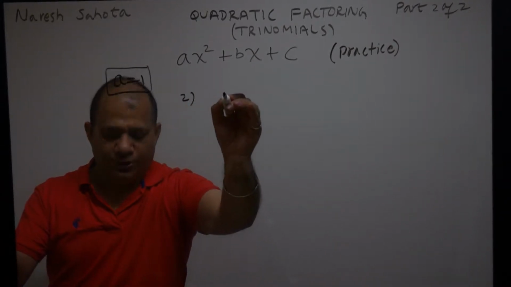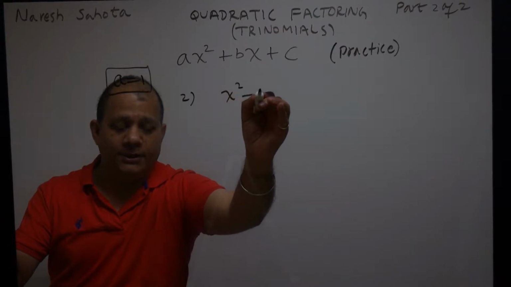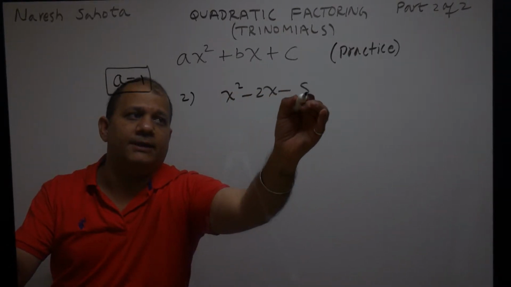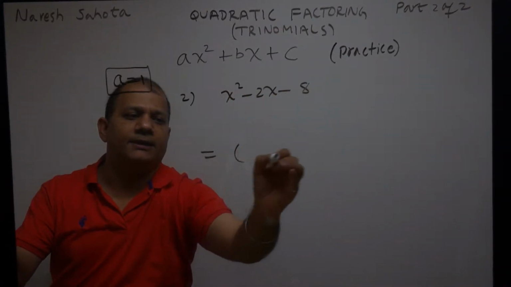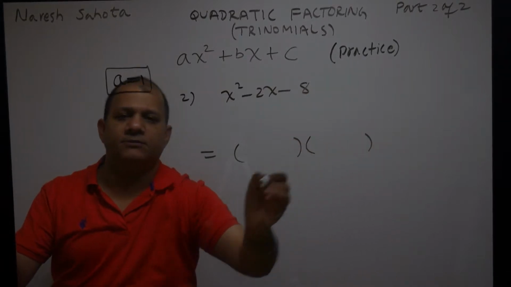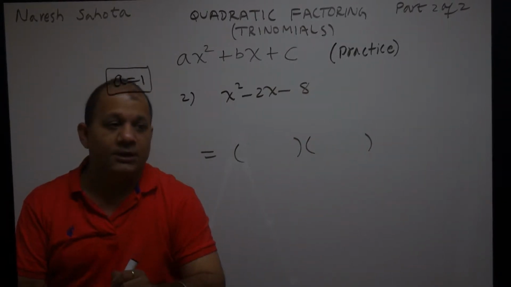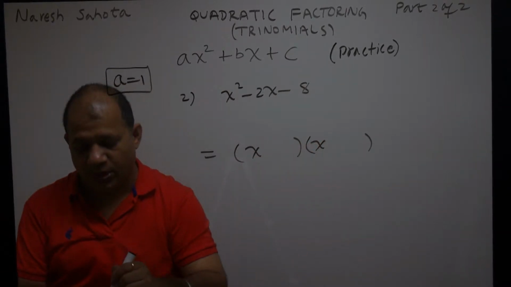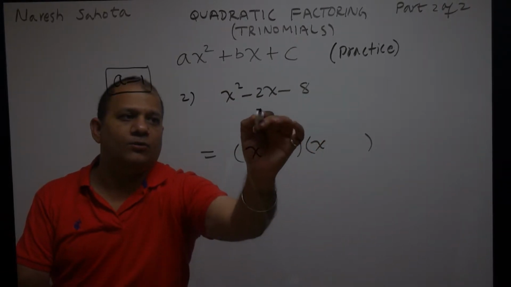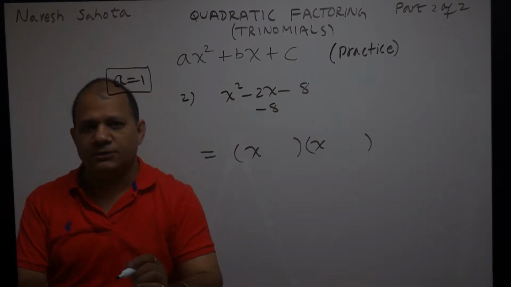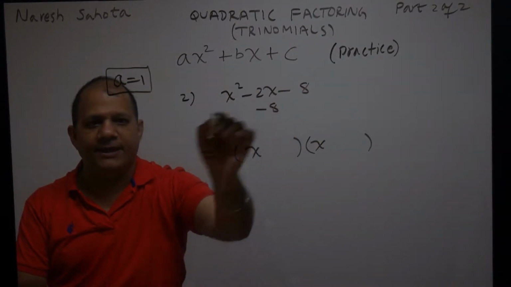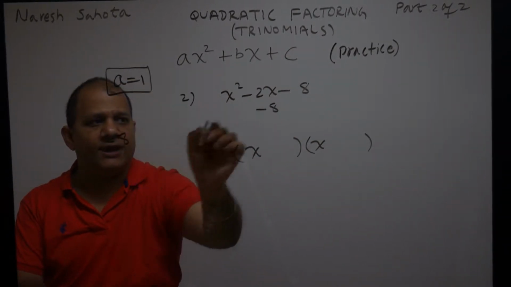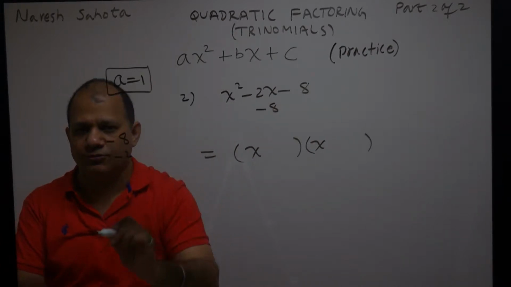So example 2, x squared minus 2x minus 8. Again, it's quadratic, x squared plus bx plus c form, right? So we need to have x and x inside the brackets. And now we want two numbers that multiply to give us negative 8, and when we add, we want to get negative 2, right?